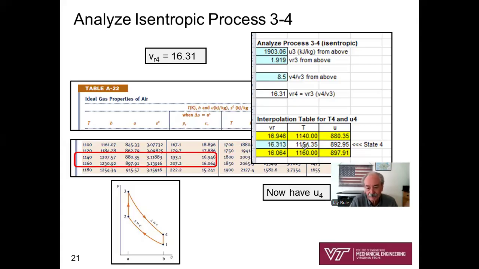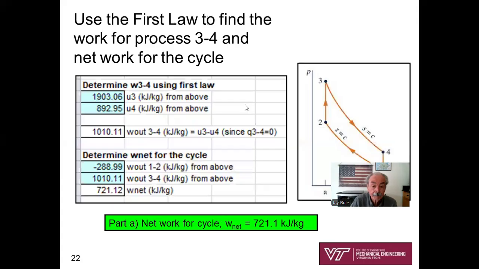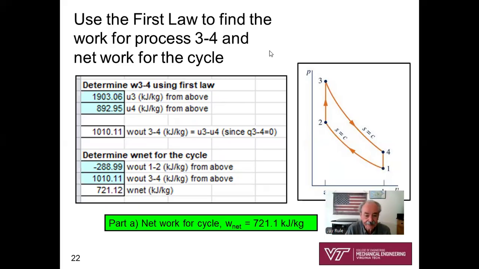I didn't have to find that. You don't have to find that. But you do have to find U4, 892.95 kilojoules per kilogram, because you're going to use the first law for process 3 to 4 to get W from 3 to 4. So here we are. First law, process 3 to 4. Great. I found everything I need.